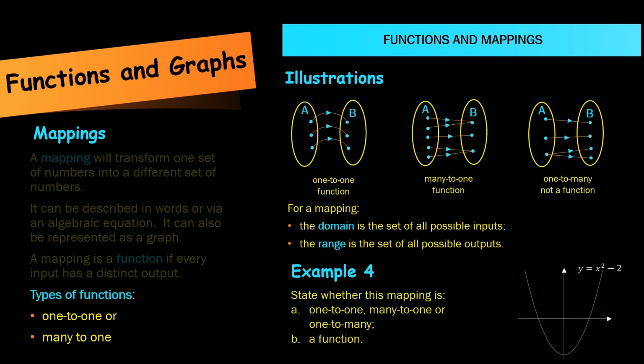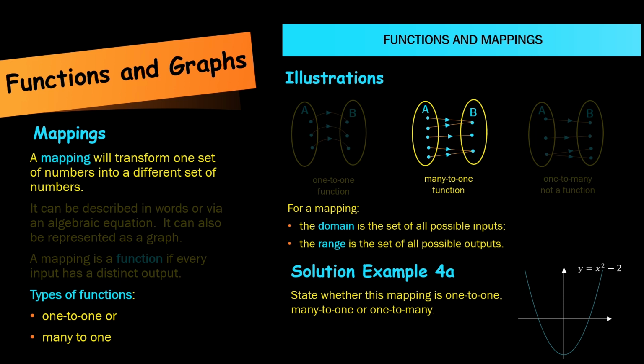Now for another example. Again, for this function y equals x squared minus 2, we are required to state whether this mapping is one-to-one, many-to-one, or one-to-many. We are also required to state whether this mapping is a function. Pause the video and have a go. Press play when you're ready to view the solutions.